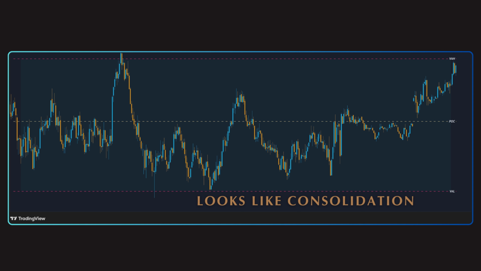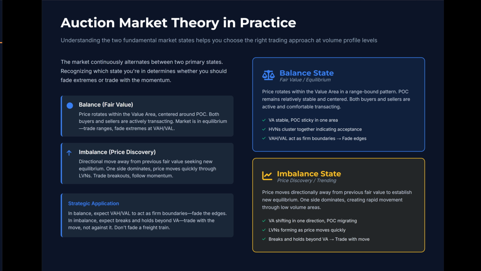Here's the key characteristic of balance. The value area remains stable, and the POC stays sticky in one area. When you refresh your volume profile every 15 or 30 minutes throughout a balanced session, you'll notice that the VAH and VAL aren't shifting dramatically higher or lower. They might adjust a few ticks here and there, but the overall range stays consistent. Similarly, the POC, the price level with the highest traded volume, remains fixed or very close to the same level. This persistence tells you that participants have agreed on a fair value center, and the market is content to rotate around it.